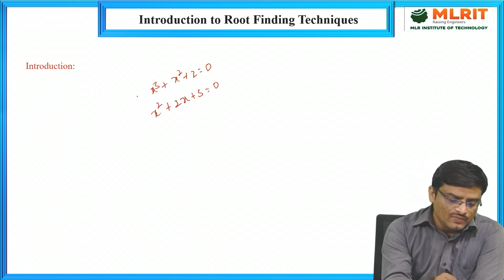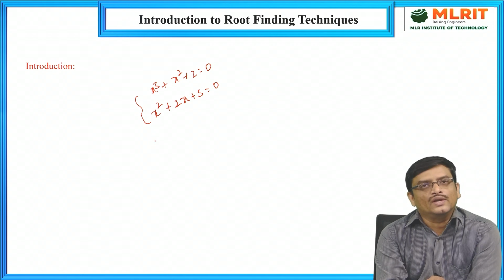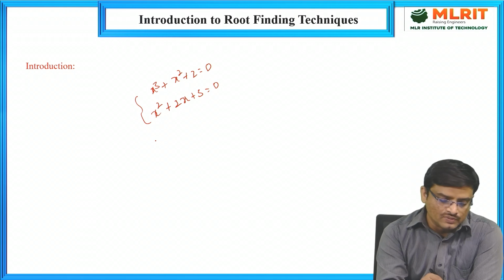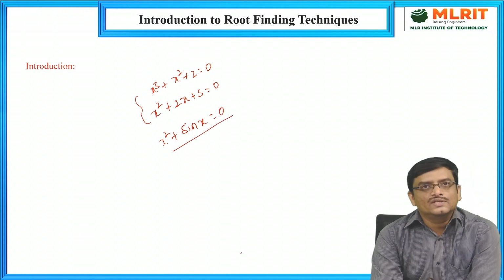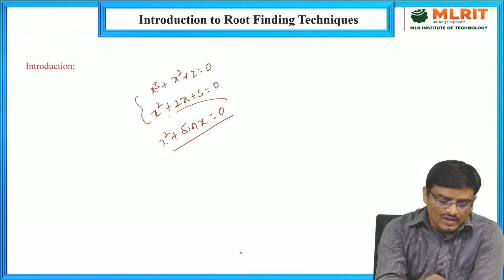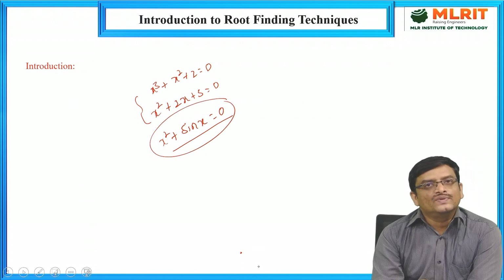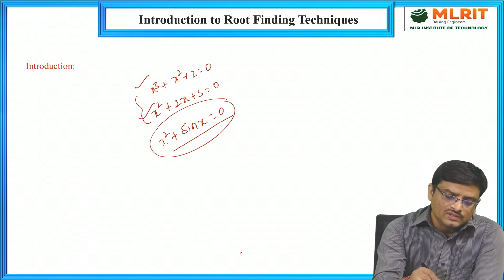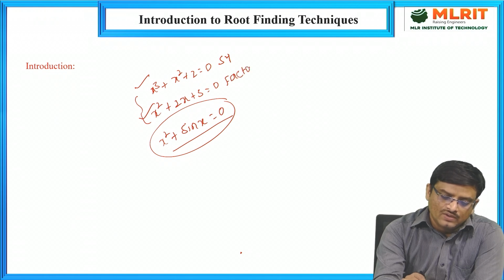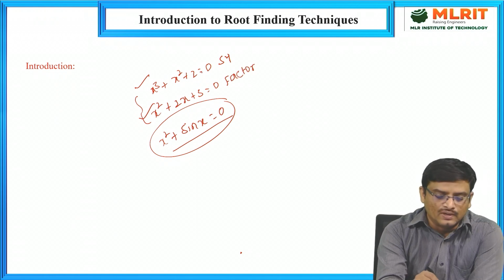So here we don't have any problem with this type of polynomial equations. But suppose some functions are involved. If we take x square plus sin x is equal to 0, this is the equation we got, and we have to find the roots of this equation. For polynomial equations we have standard procedures like synthetic division or the factorization method.